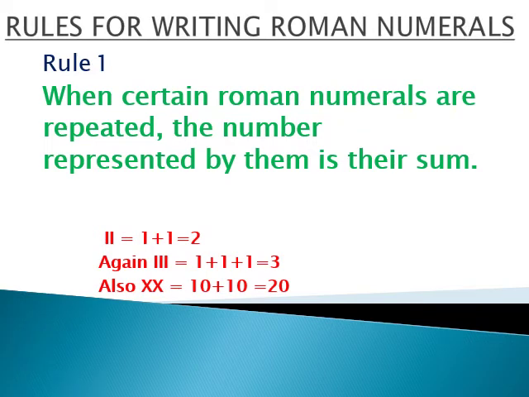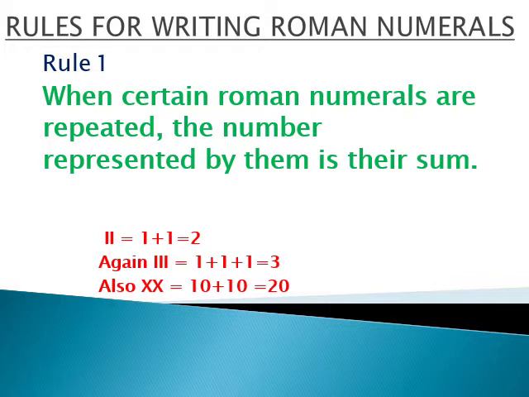There are certain rules which are there for writing Roman numerals. Rule 1. When certain Roman numerals are repeated, the number represented by them is their sum. For example, II is equal to 1 plus 1, whose sum is 2. Now please recall back, I stands for 1. The value for I is 1. Therefore II means 1 plus 1. So the sum becomes 2.